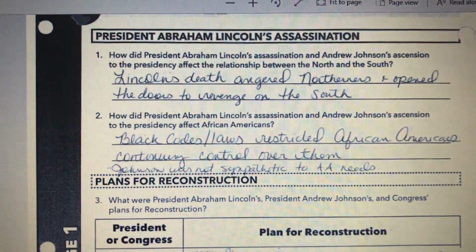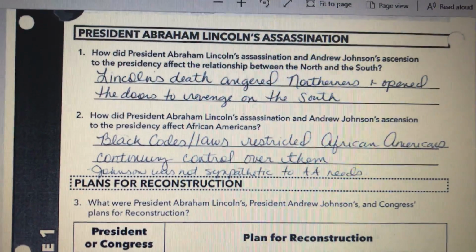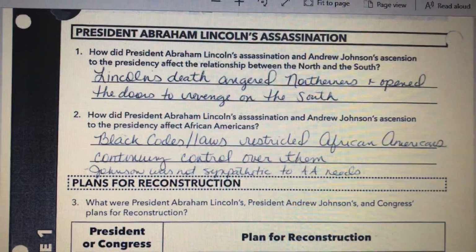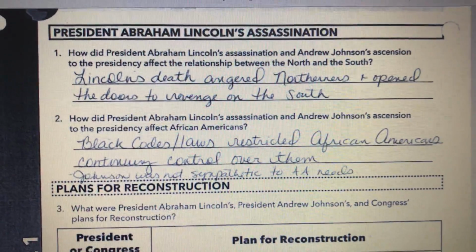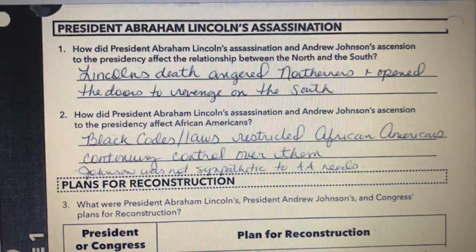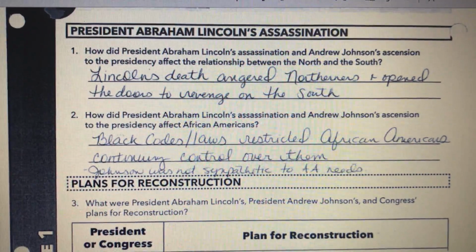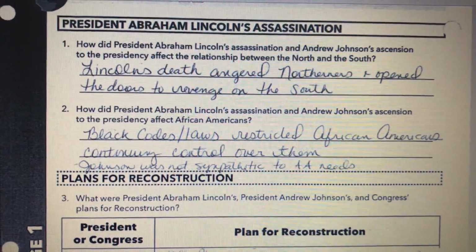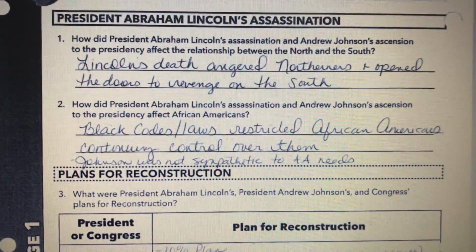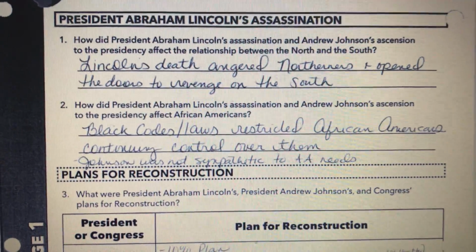Number 1, how did President Abraham Lincoln's assassination and Andrew Johnson's ascension to the presidency affect the relationship between North and South? Basically, it angered the Northerners. Remember, John Wilkes Booth, who killed Lincoln, was a Confederate sympathizer. So this totally split the regions, just like before the Civil War with all the sectionalism, and it opened the doors to revenge on the South.